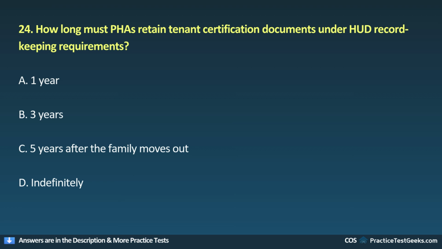24. How long must PHAs retain tenant certification documents under HUD record-keeping requirements? A. 1 year. B. 3 years. C. 5 years after the family moves out. D. Indefinitely.